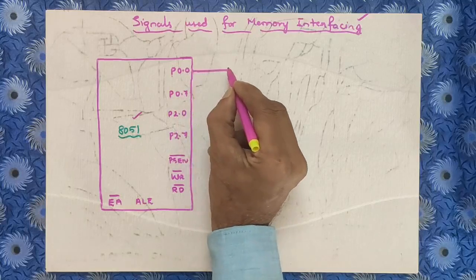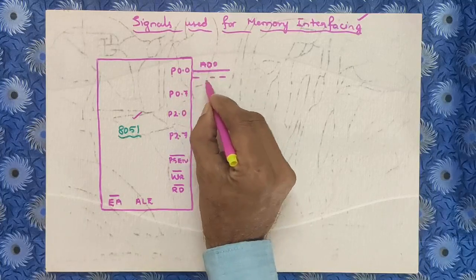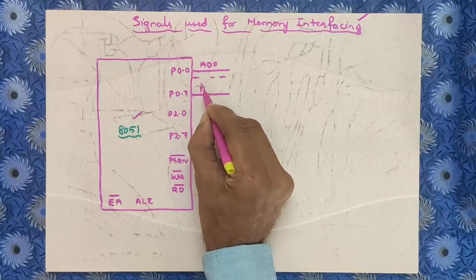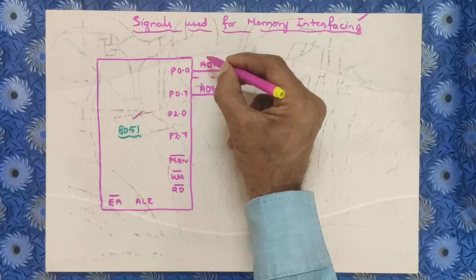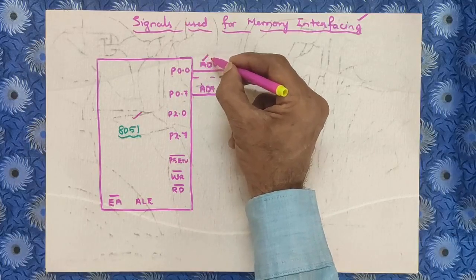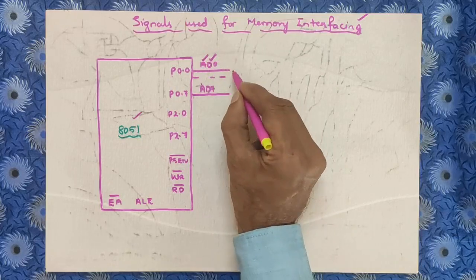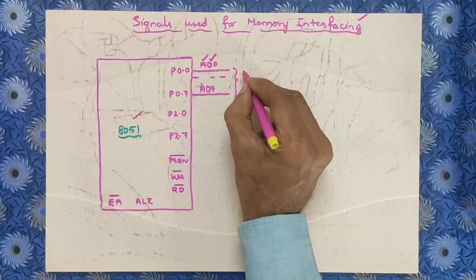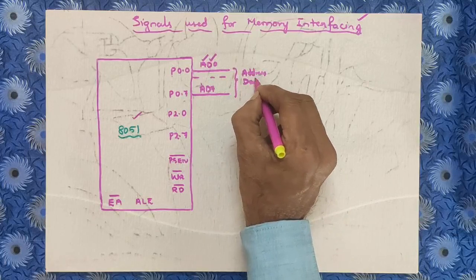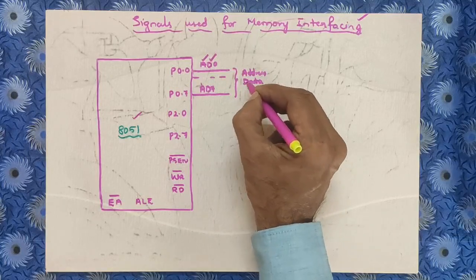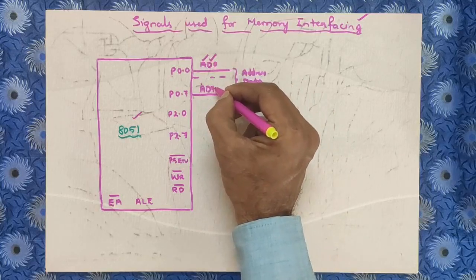These are address as well as data lines, AD0 to AD7. What is the meaning of AD0 to AD7? AD0 means the 0th line, which can carry address as well as data. Like that, it has AD0 to AD7. That means these 8 lines can carry address information as well as data, that is, 1 byte of data, 8 bits, can be carried by AD0 to AD7.